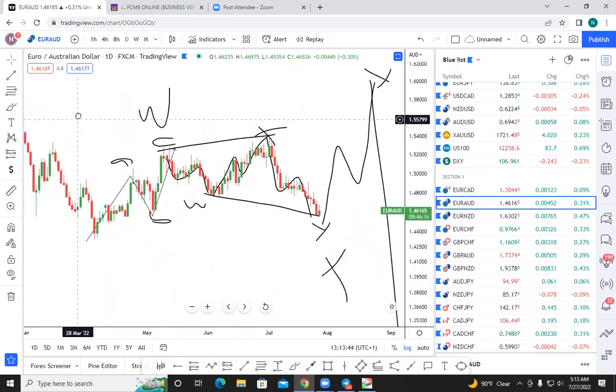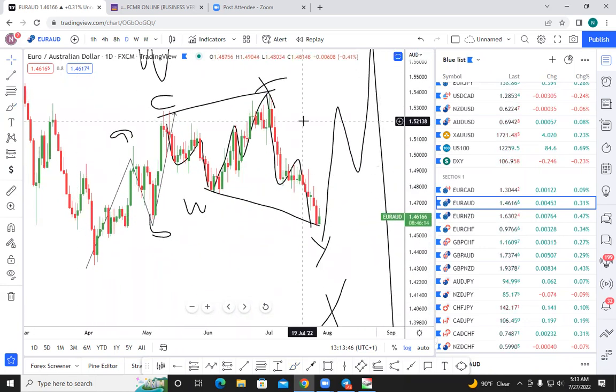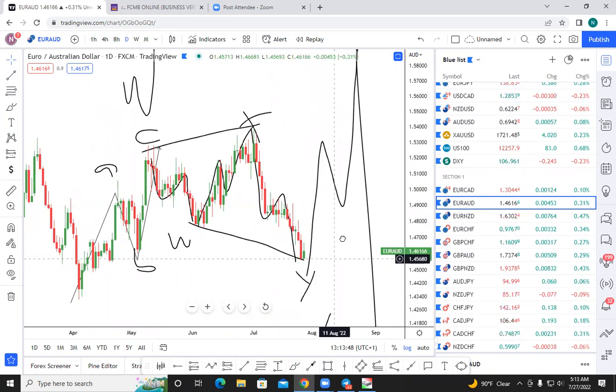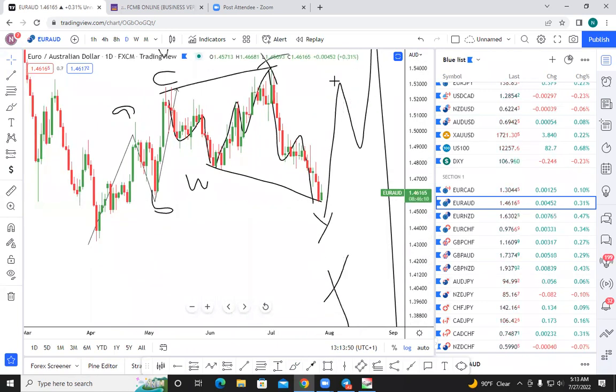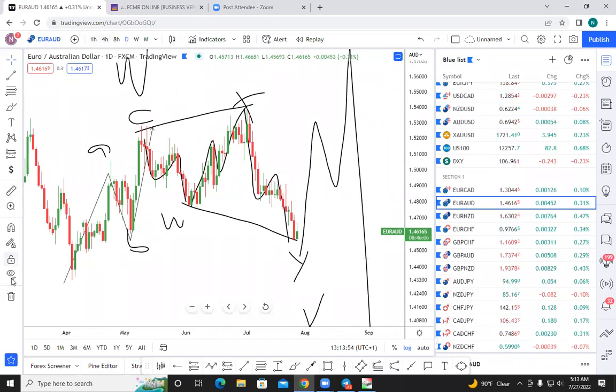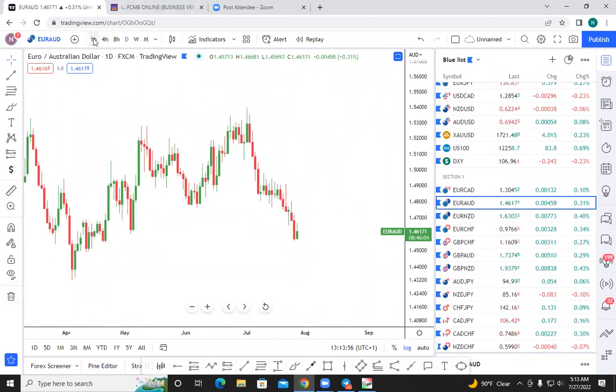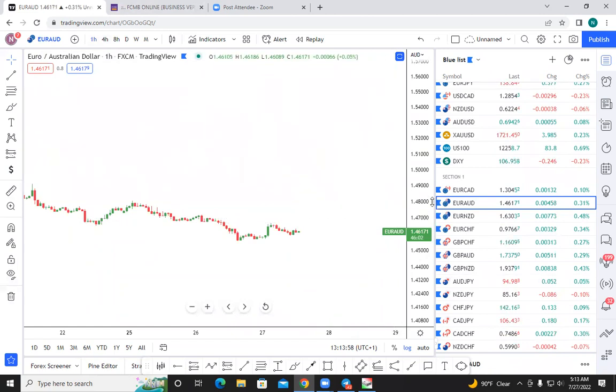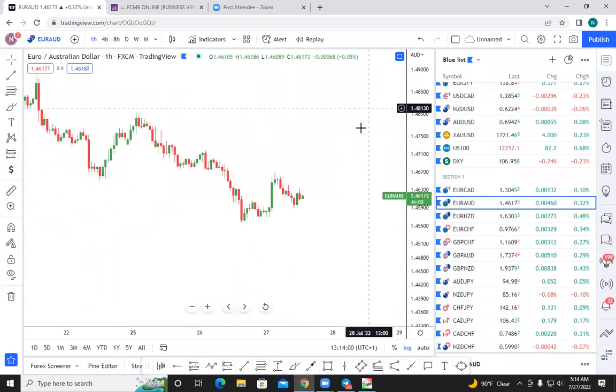Is that okay now, guys? So that's why we are looking for buy opportunity at this level. Okay, we're looking for buy opportunity at this level. But nevertheless, let's check the 1 hour time frame and see what we are trying to do.